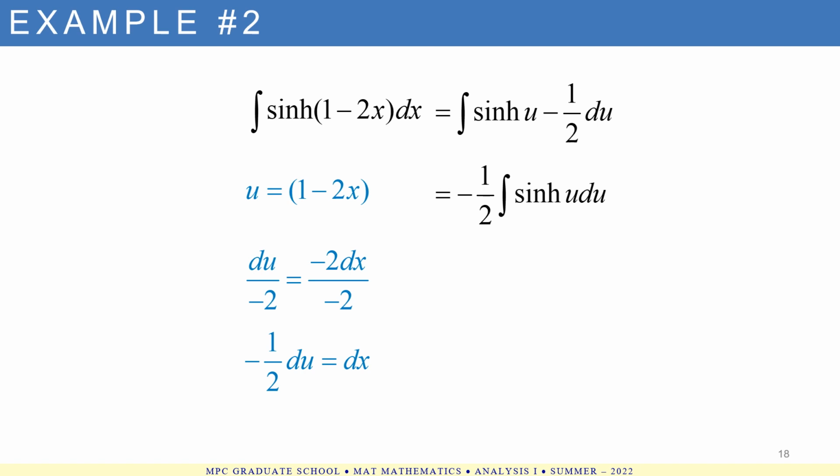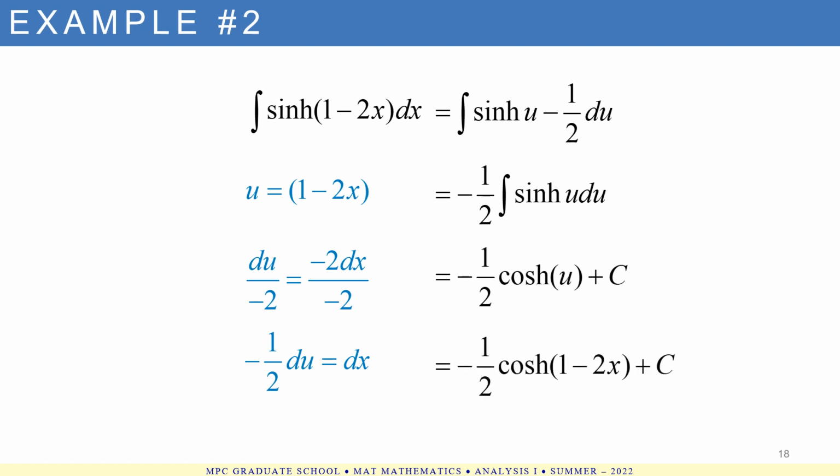And as we remember, the integral of hyperbolic sine u du is equal to hyperbolic cosine u plus c. So this will give us negative 1/2 hyperbolic cosine u plus c. We have to substitute our u, and that is quantity 1 minus 2x, and our final answer will be negative 1/2 hyperbolic cosine quantity 1 minus 2x plus c.